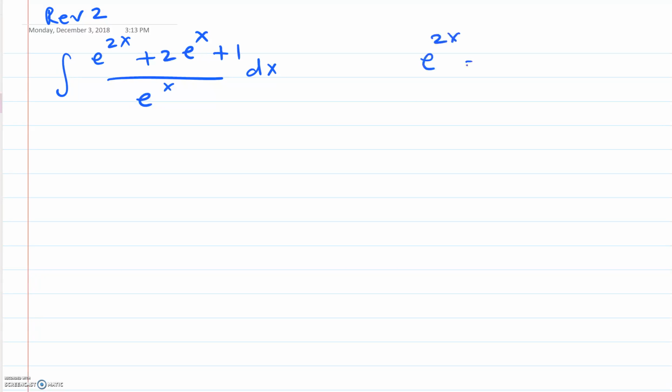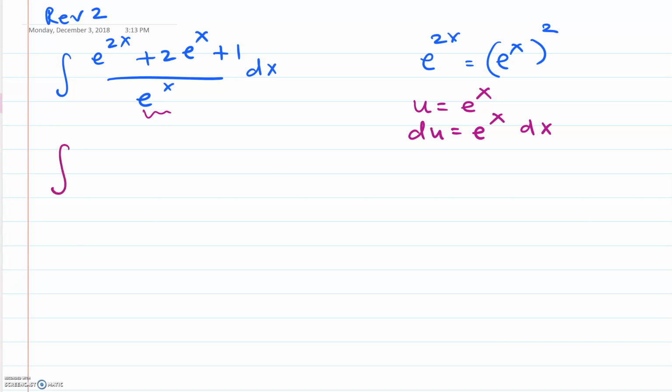I will do problem number 6, which is going to be e to the 2x + 2e to the x + 1 over e to the x dx. The main trick here is to view the e to the 2x as e to the x whole squared. You have to see this, only then we could solve. Here we're going to use denominator as u. So we're going to use the denominator, choice of u, e to the x, du equal to e to the x dx. Now we are ready to rewrite.